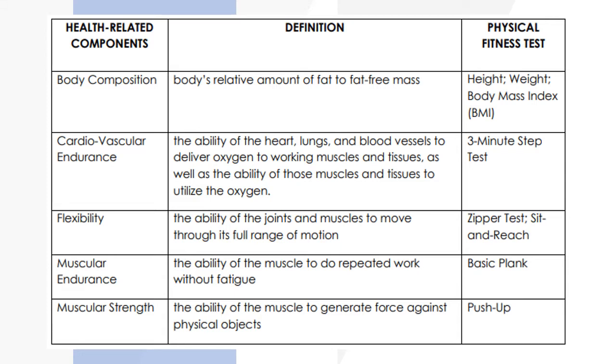The test is the 3-minute step test. Flexibility, the ability of the joints and muscles to move through its full range of motion, can be tested by zipper test and sit and reach. Muscular endurance, the ability of the muscle to do repeated work without fatigue, is tested by basic plank. Muscular strength, the ability of the muscles to generate force against physical objects, has the physical fitness test of push-up.